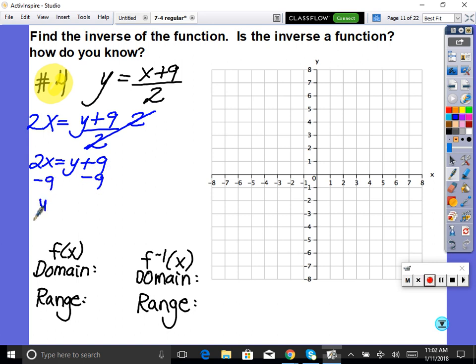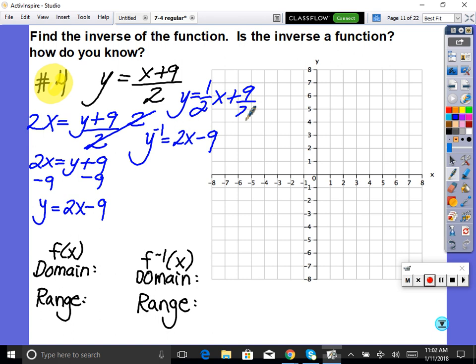Okay, good. So we have this. Y is equal to 2x minus 9. So I'm going to just come up and write it up here. The inverse is equal to 2x minus 9. Now I want to point something out up here. It doesn't tell you to graph, so you're not going to, but up here, this was not written in the prettiest format. If I was going to graph it, I'd rewrite this as 1/2 x plus 9 halves, right?